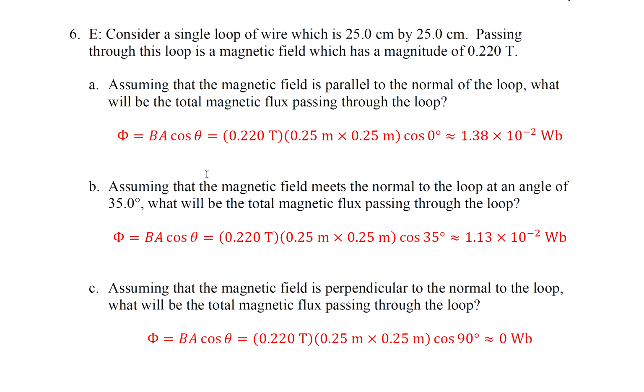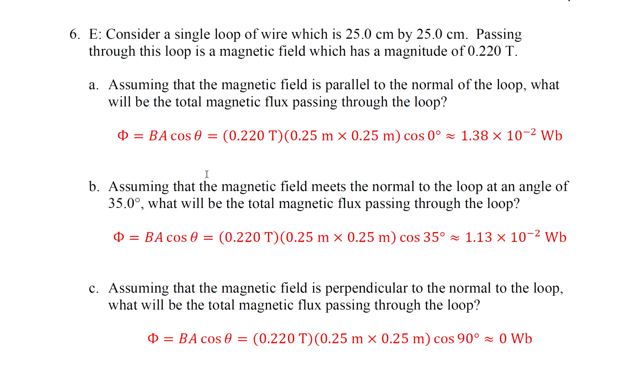Part A, assuming that the magnetic field is parallel to the normal of the loop, what would be the total magnetic flux passing through the loop? Well, it says parallel to the normal of the loop, so that's when we know that theta is 0. So for part A, we were given B and A. Now we have to determine that theta is 0 degrees.